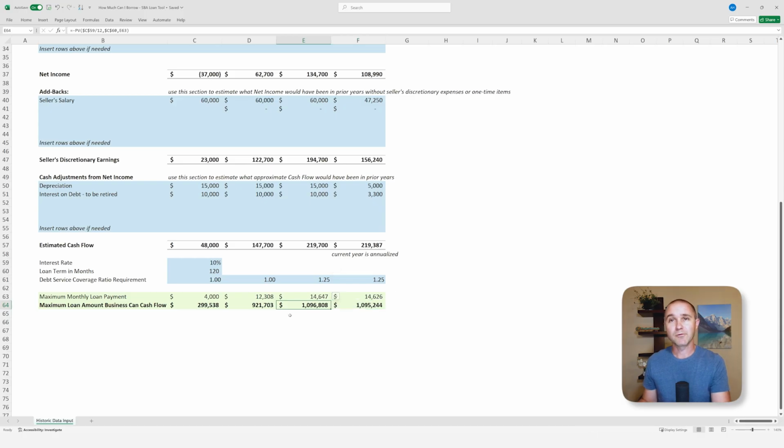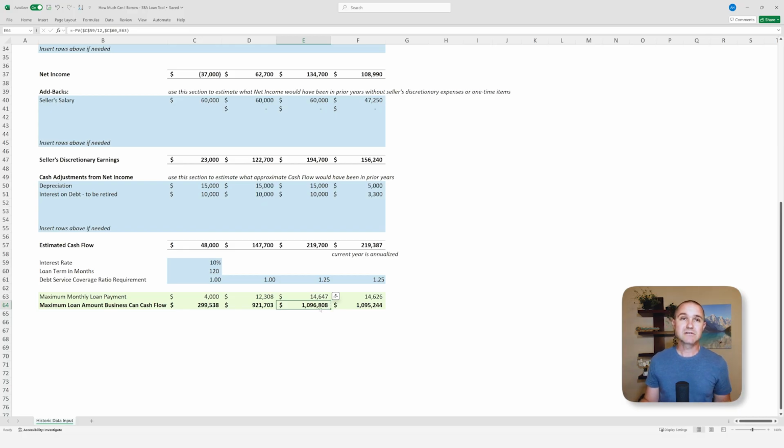So it's really going to matter what lender you end up working with, because if you work with a lender that says it's got to cash flow all 3 of the last 3 years, the difference in the loan amount you qualify for, the difference between these two numbers, is nearly $800,000. So that's a huge difference.